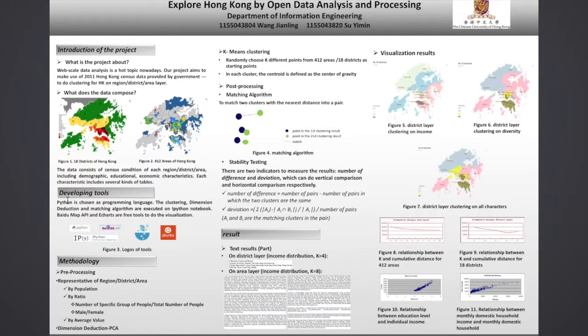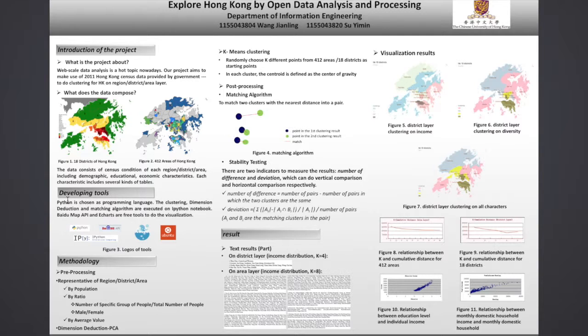Python is chosen as the programming language. And for the algorithms, clustering, dimension reduction, and matching, we use the IPython notebook for executing. To visualize the result, we use the Baidu Map API and eCharts for the visualization.